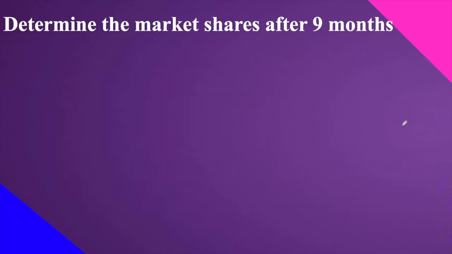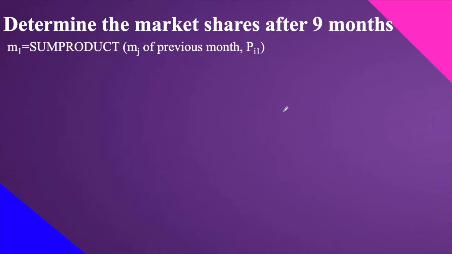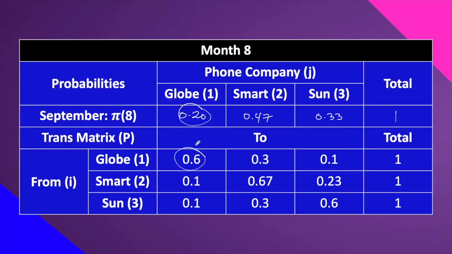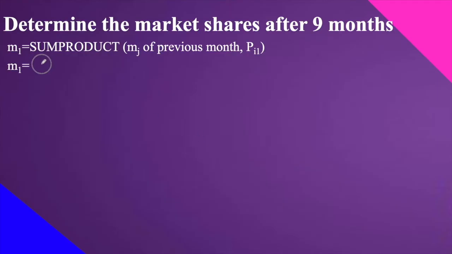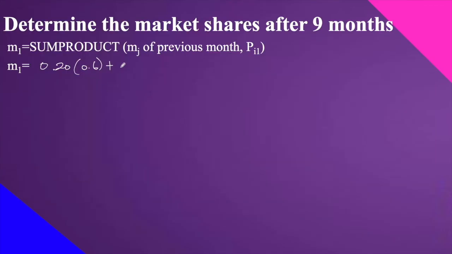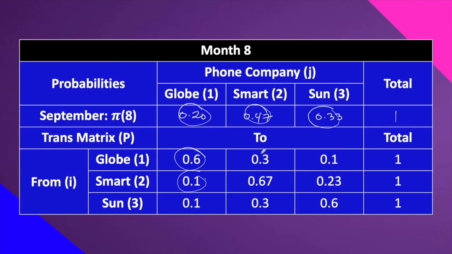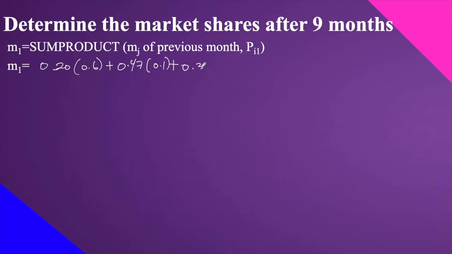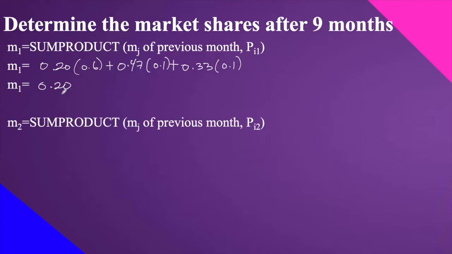Now, guys, let's proceed to the determination of the market share after 9 months naman tayo. Okay? So, after 9 months, we have 0.20 times 0.6 for the M sub 1 plus 0.47 times 0.1 plus, let's have 0.33 times 0.1, and this is equivalent to 0.20 or 20% market share for Globe after 9 months.